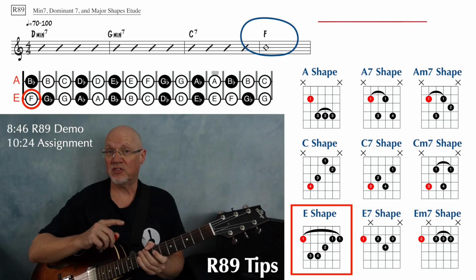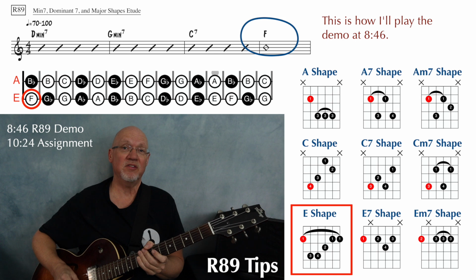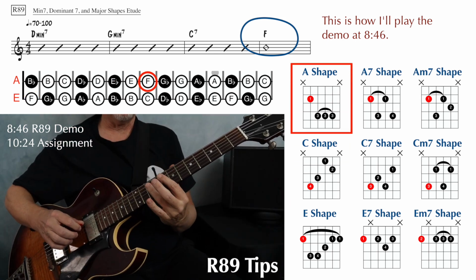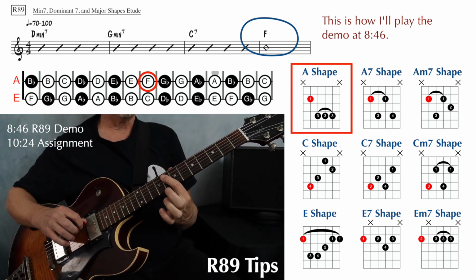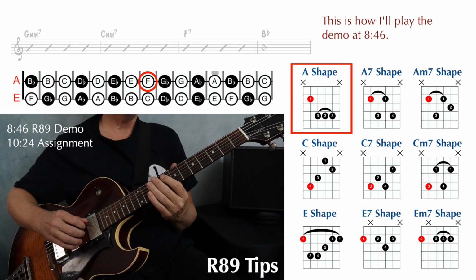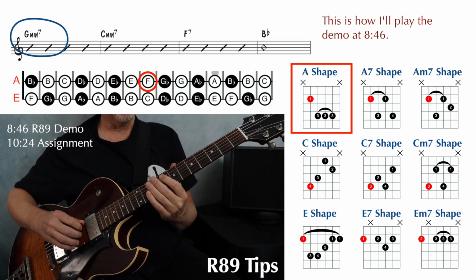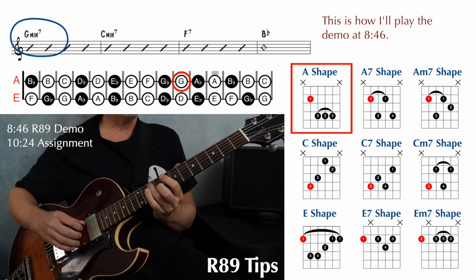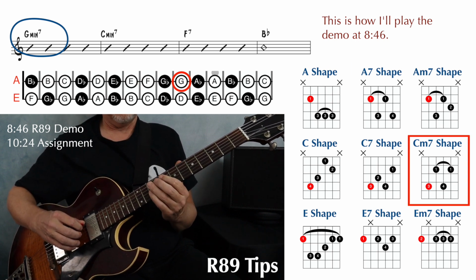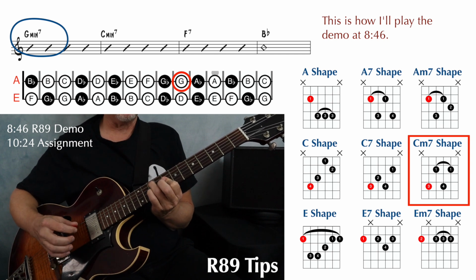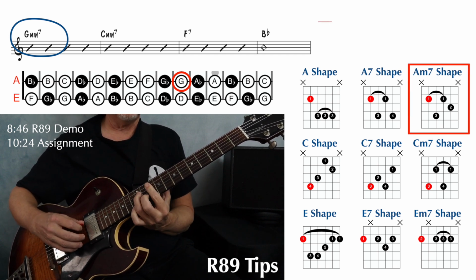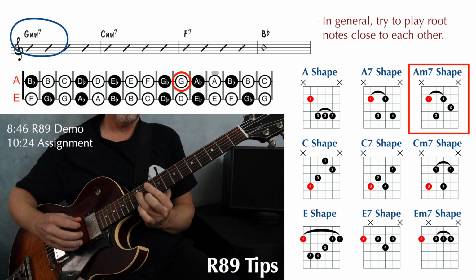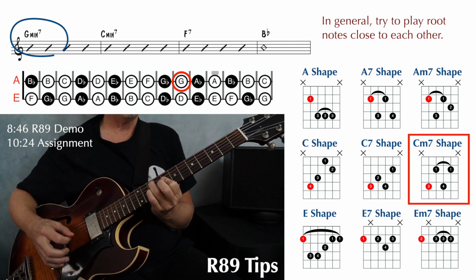For line 2, let's first go back up the neck where I'm going to be playing this in the demo. We just got done playing an F major at the 8th fret, so we need to find a close G root note for this G minor 7. There's a very close one right here at the 10th fret, and I'm going to use the C minor 7 shape for that. If you're playing up here, you could use the A minor 7 shape, but I'm going to go with the C minor 7 shape.